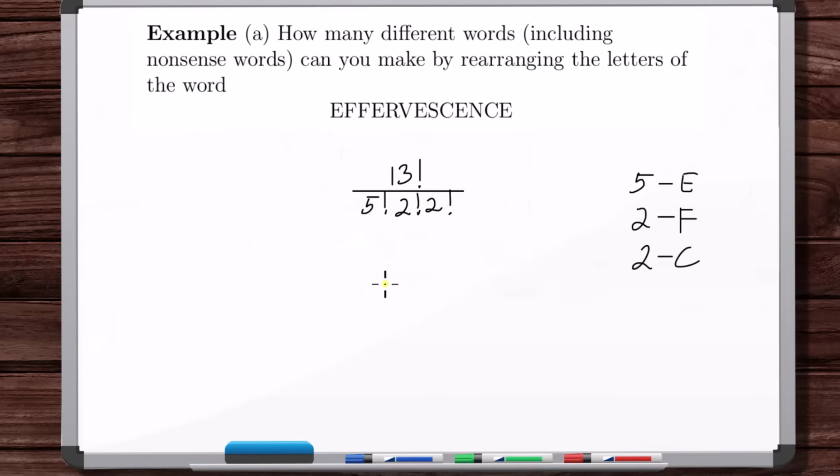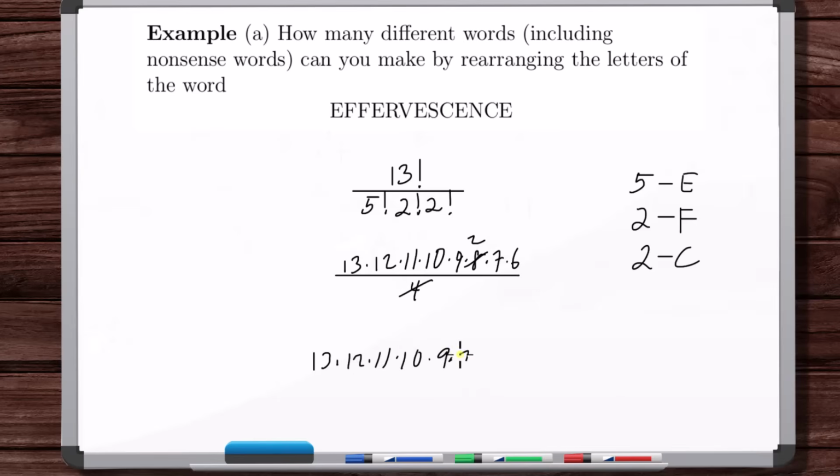So, okay, 13 times 12 times 11 times 10 times 9 times 8 times 7 times 6 times, and that's it. The 5 factorial is gone. And then 4 down here. So, okay, 13 times 12 times 11 times 10 times 9 times 7 times 6 times 2.